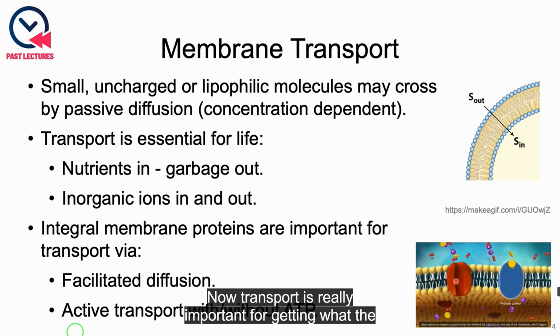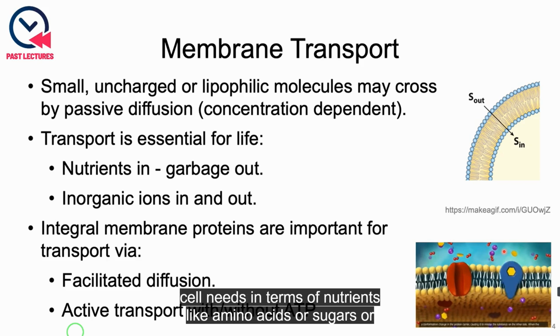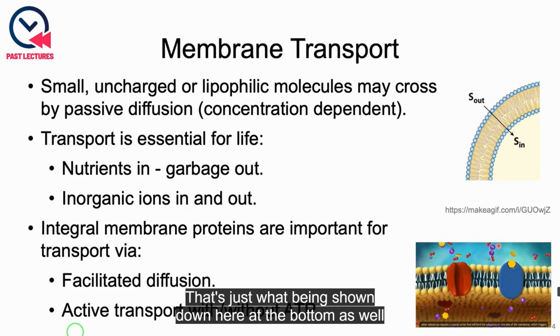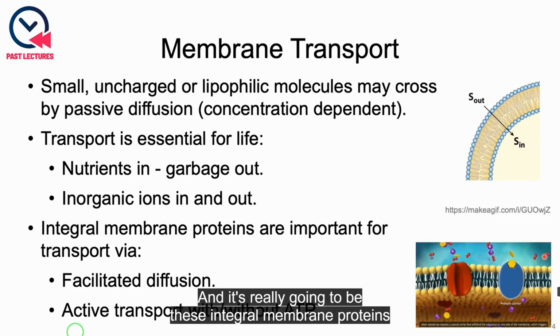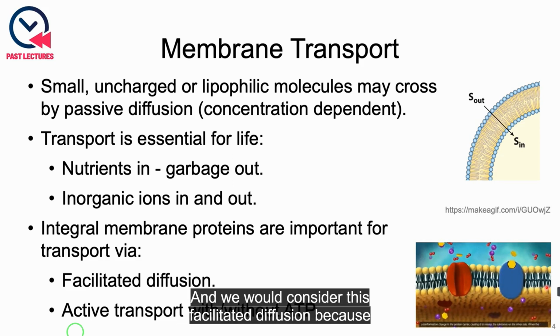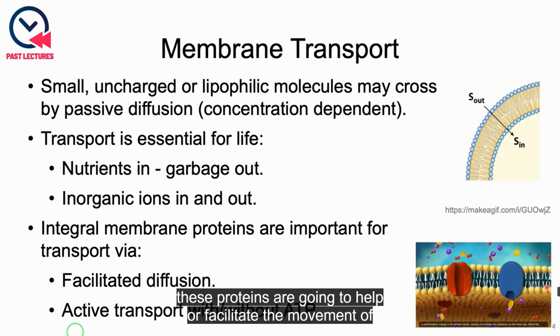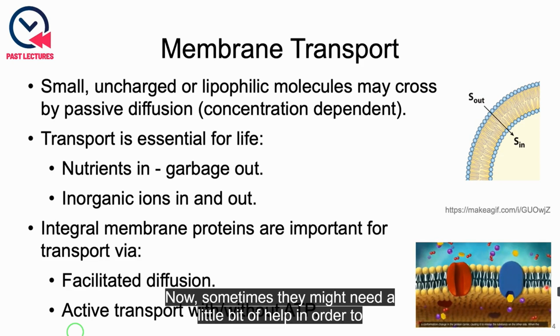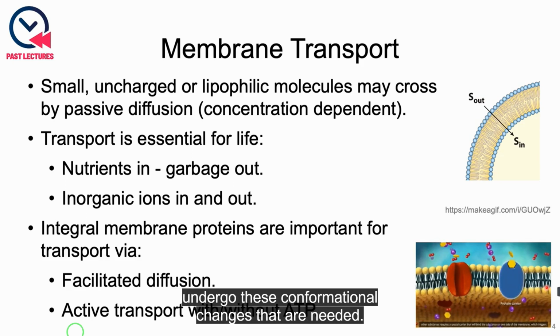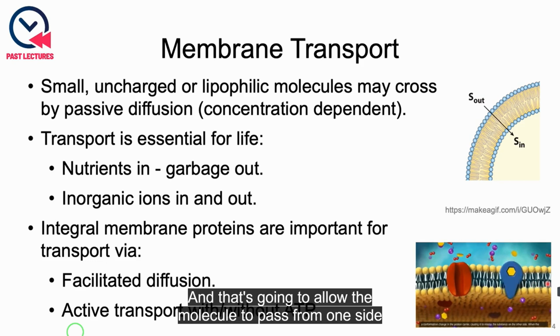Now, transport is really important for getting what the cell needs in terms of nutrients like amino acids or sugars or nucleic acids. That's just what's being shown down here at the bottom, as well as removing waste products, as I just mentioned. And it's really going to be these integral membrane proteins that are going to help move these molecules in and out of a cell. And we would consider this facilitated diffusion because these proteins are going to help or facilitate the movement of the molecules across the bilayer. Now, sometimes they might need a little bit of help in order to undergo these conformational changes that are needed, and that's going to allow the molecule to pass from one side of the membrane to the other.